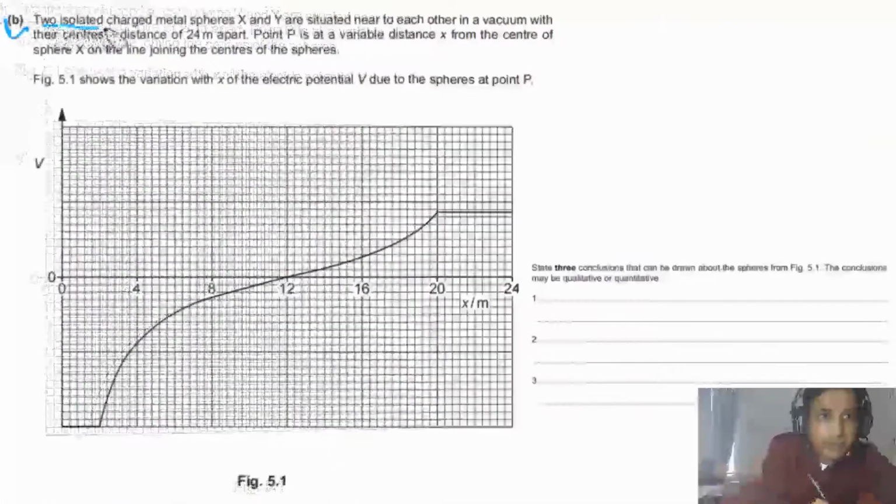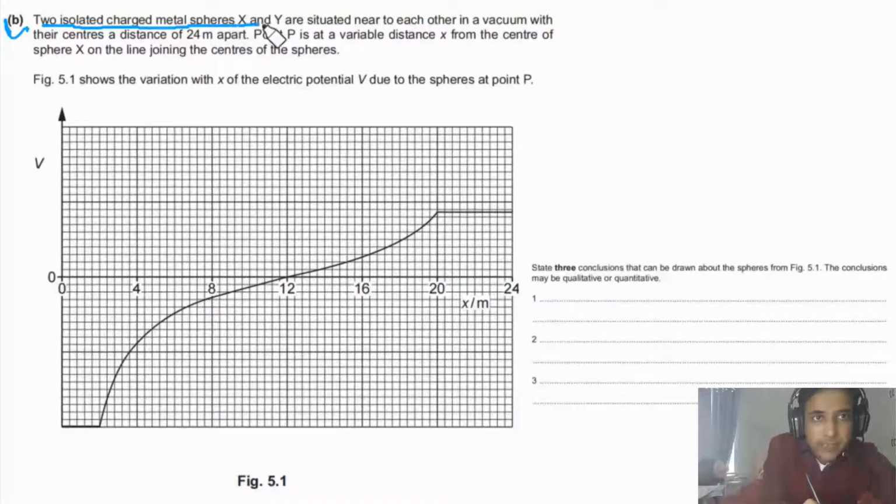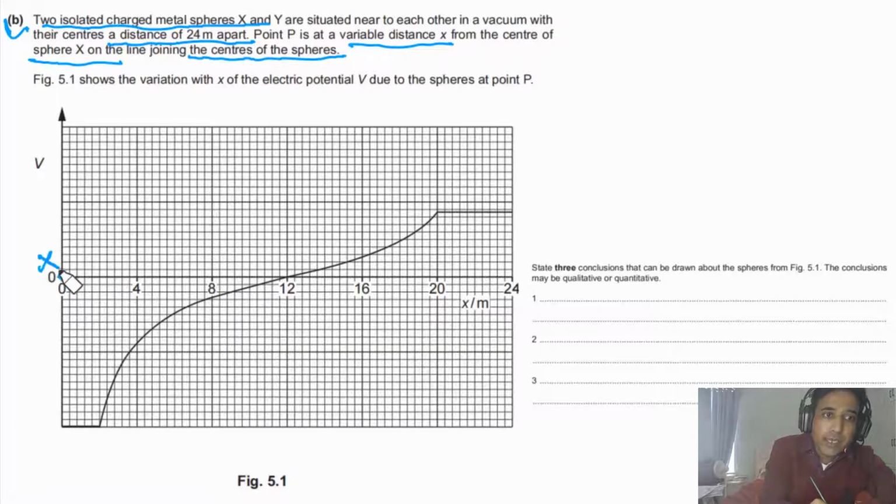Part B says two isolated charged metal spheres X and Y are situated near to each other in a vacuum with the centers a distance of 24 meters apart. Point P is at a variable distance x from the center of sphere X on the line joining the centers of the spheres. So this is sphere X. Here sphere X is located here, and sphere Y is located here.